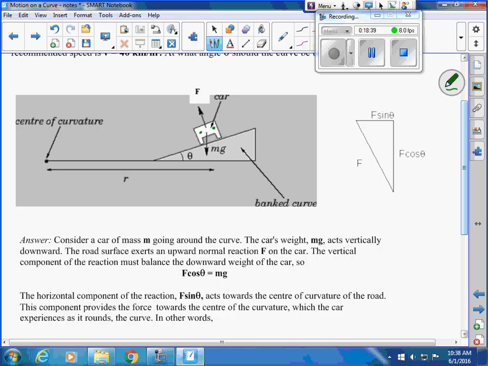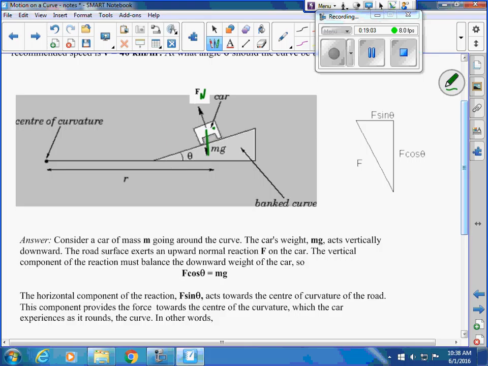M times G is straight down. Now this is Fn right here. Is the Fn equal to the mg? No. If this was a frictionless surface, the car would do what? It would slide down the ramp. We don't want that. Right? So in fact, the car actually has to be at some sort of speed, or there has to be some sort of friction, so that it doesn't slide down the ramp.